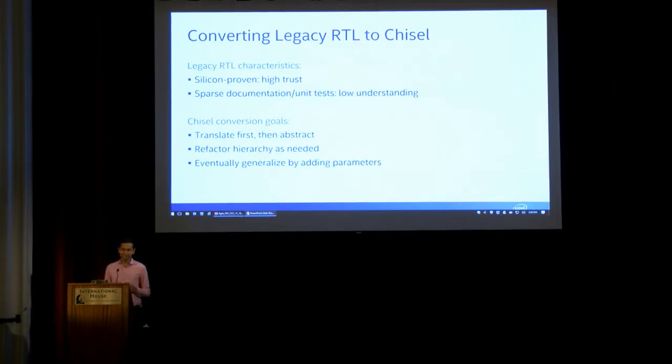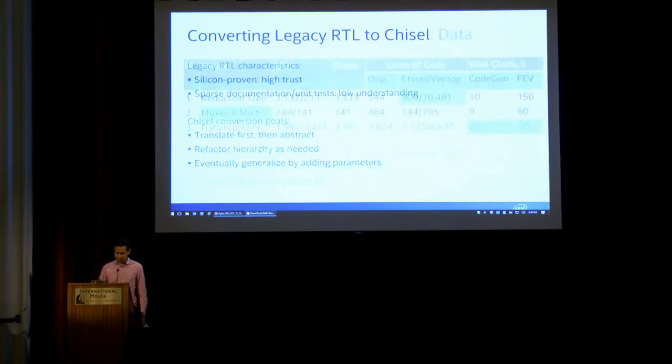And again, this is because I'm looking at a module at a time. I'm not looking at the entire IP block, for which there might be a lot of documentation, a lot of unit tests, and a lot of IP level tests. But for the module, nobody really knows how the interface between this module and its neighbors works, for instance. So my Chisel conversion goals were: let me translate first, then focus on abstracting, refactor the hierarchy as needed, and eventually add these parameters to generalize.